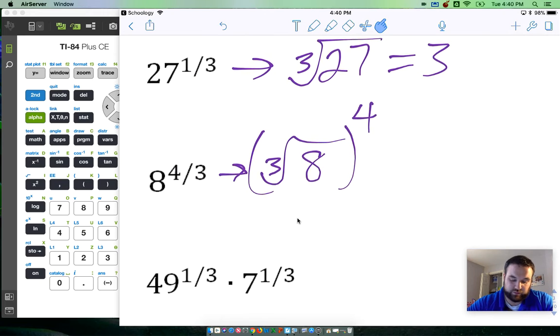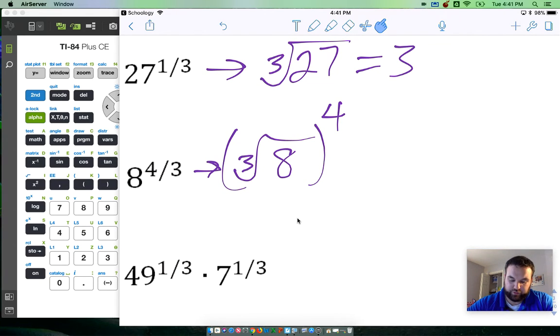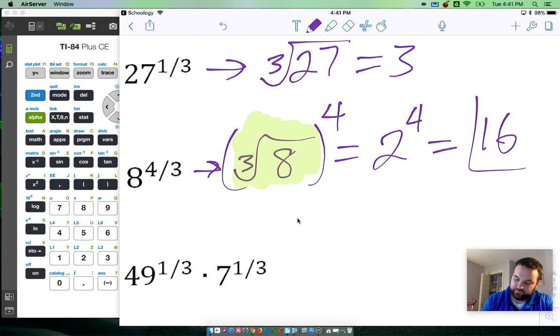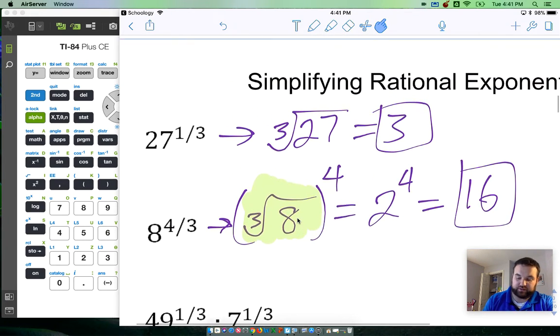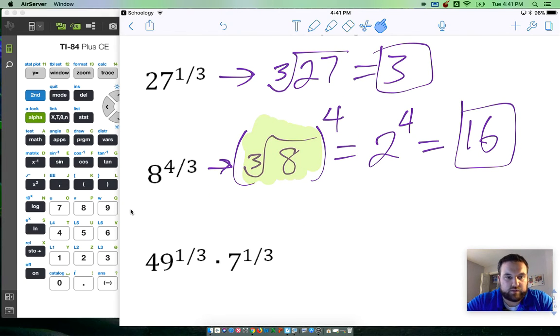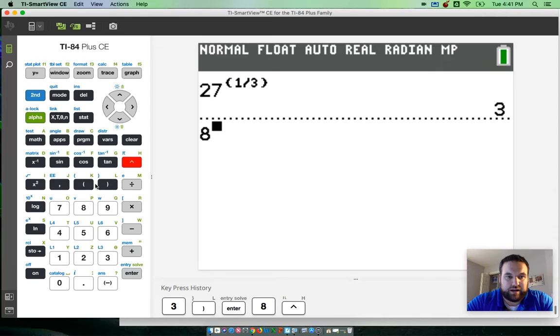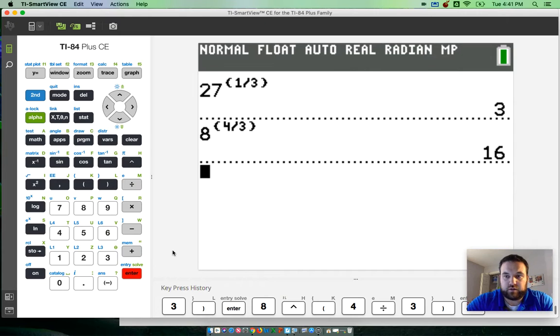And I prefer this when we're dealing with numbers because the third root of 8, right, this value in here, is something that I know. That is equal to 2. And then I can just simply in the calculator or in my brain do 2 to the 4th power, and that is 16. Okay, so if I were to type in the calculator 8 to the 4/3 power, I should get a result of 16. And we can double check that real quick. This will be the last one that we do. If I want to do 8 to the power of, again in parentheses, 4/3, I hit enter, and then I get 16 as the result.